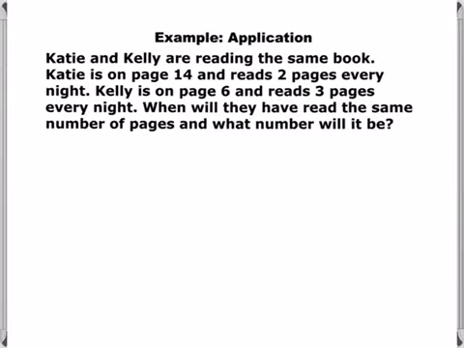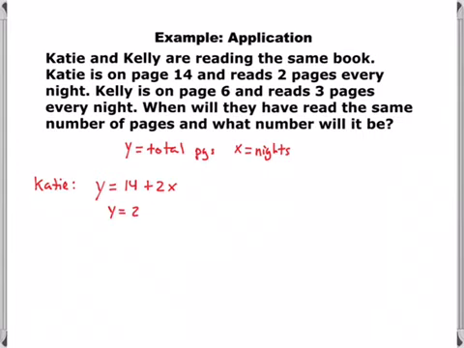So we first have to figure out our two equations. Let's let y be total pages and x be, in this case, nights. We can start by writing Katie's equation first. Katie's total number of pages is going to be equal to the 14 pages she started with plus 2 pages every night. You can write it like that, or you could write it like this so it looks more like slope-intercept form.